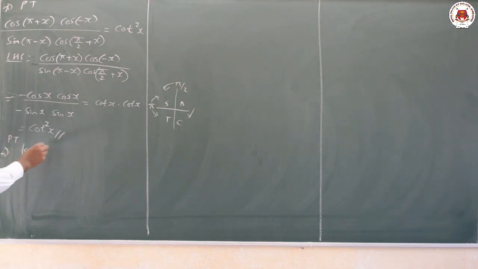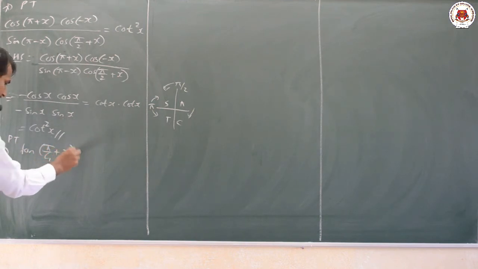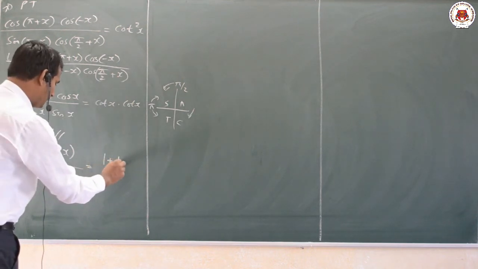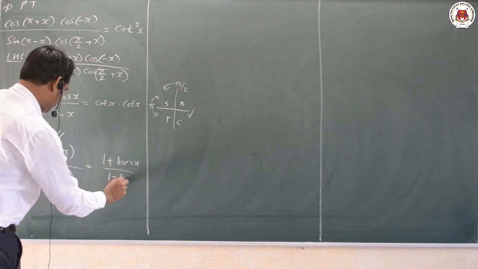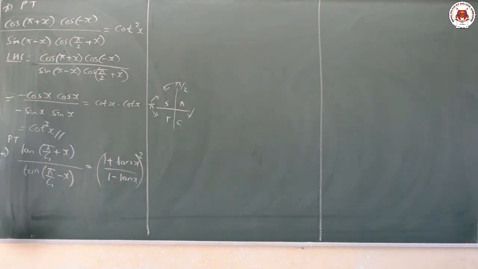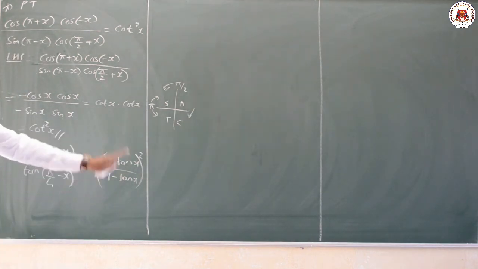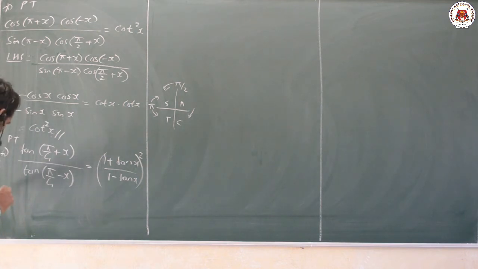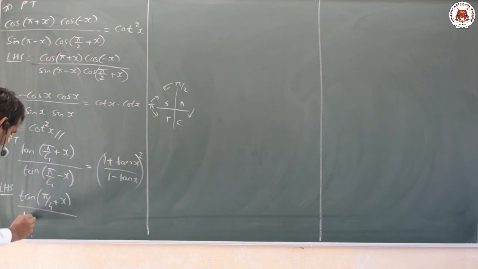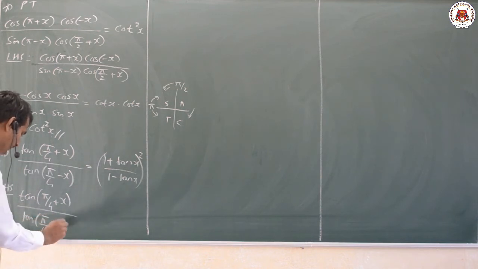Prove that tan of (pi by 4 plus x) whole divided by tan of (pi by 4 minus x) equals (1 plus tan x) whole divided by (1 minus tan x) whole square. That means the numerator is squared and the denominator is squared also. Let us move to the LHS part. The LHS is tan of (pi by 4 plus x) whole divided by tan of (pi by 4 minus x).